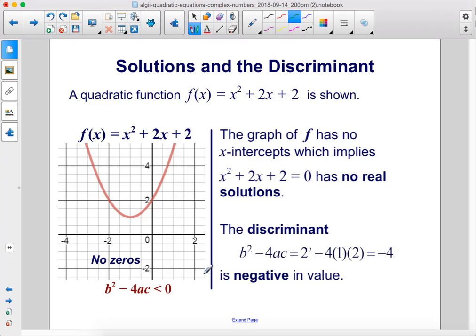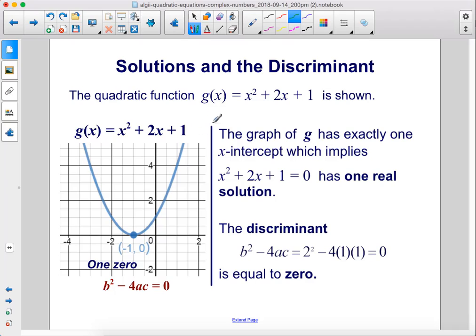A quadratic function f of x equals x squared plus 2x plus 2 is shown. The graph of f has no x-intercepts, which implies that the function has no real solutions. The discriminant is negative 4. So you can see the graph of this, there are no x-intercepts here, no solutions. There are no zeros.